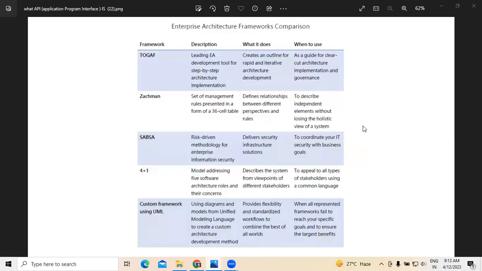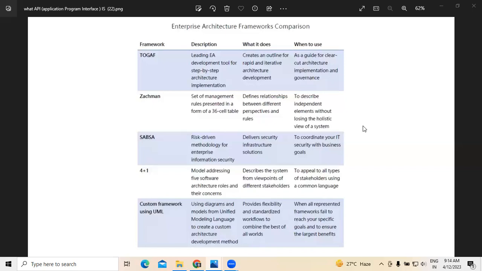Now, when we talk about the TOGAF framework, what it usually does in enterprise architecture is create an outline for rapid and iterative architectural development, which makes the team understand more clearly the enterprise levels we finally want to reach. At the same time, ZACHMAN is used to define the relationship between the different perspectives of the aspects included in it, followed by the rules we are following.